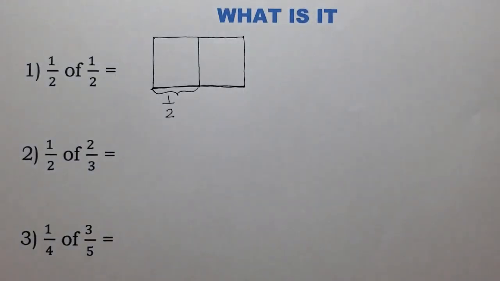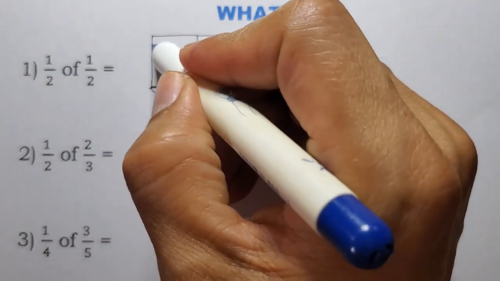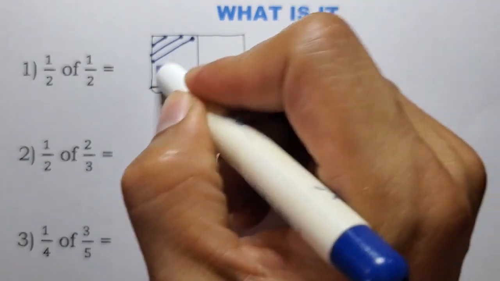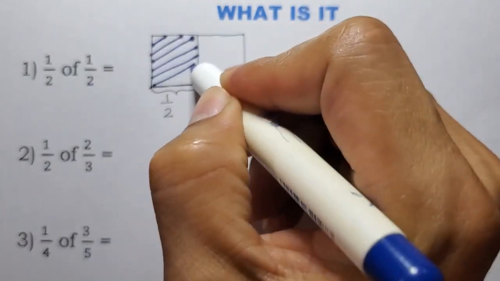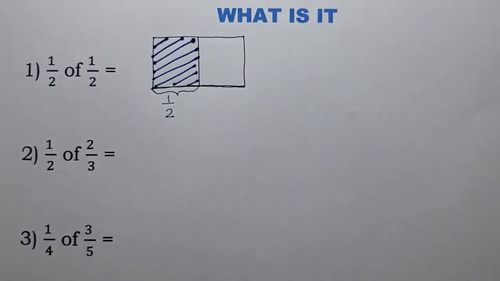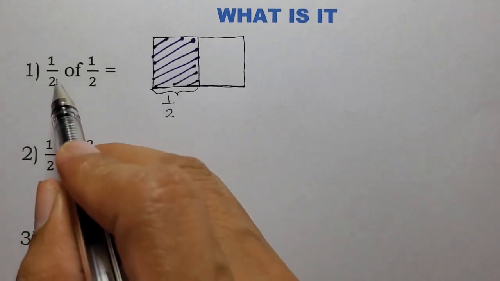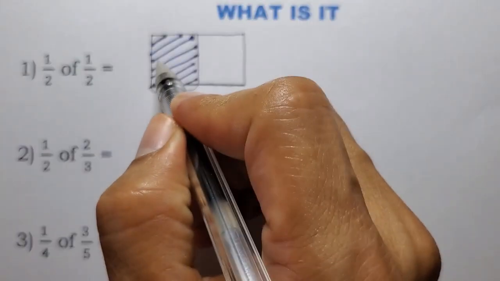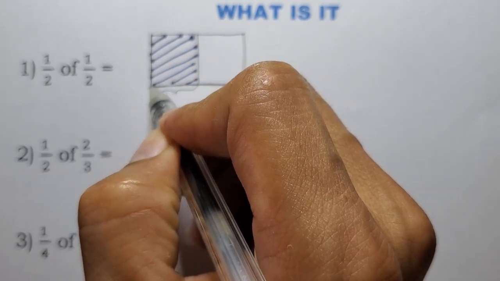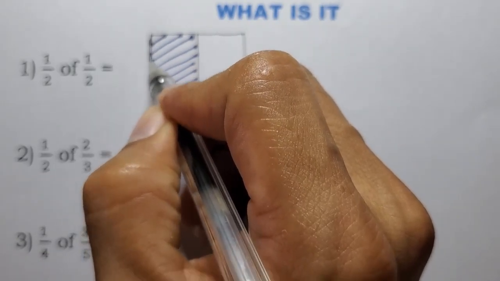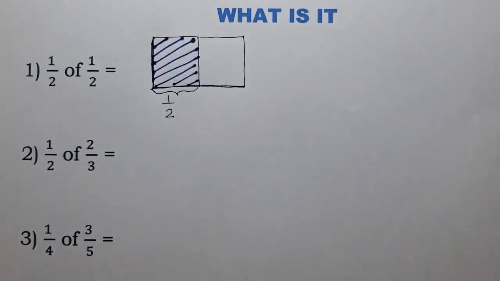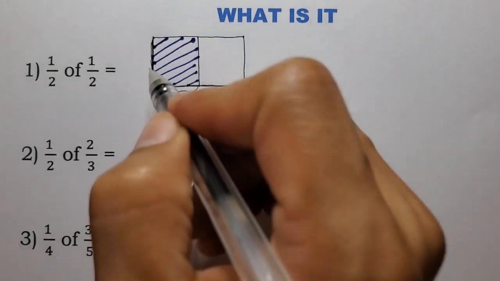So here is what we called 1/2. This region with those lines is what we called 1/2. And of course, to illustrate the other 1/2, all you have to do is to divide the width portion or the shorter portion of this rectangular model into 2 equal parts.